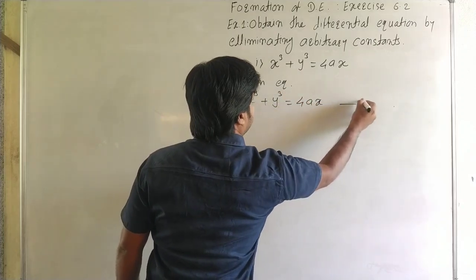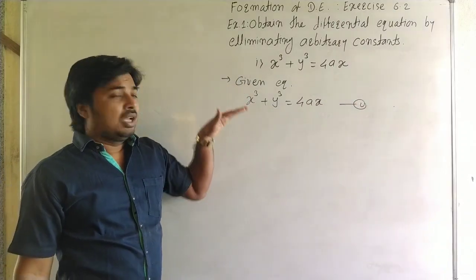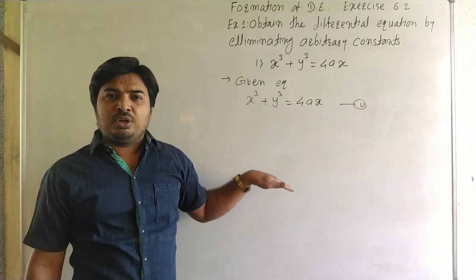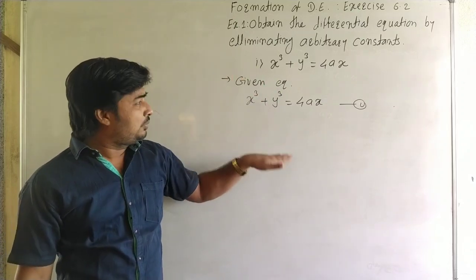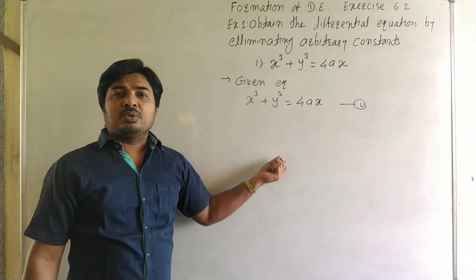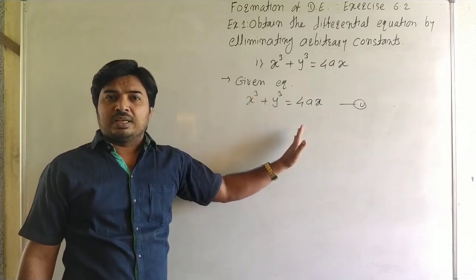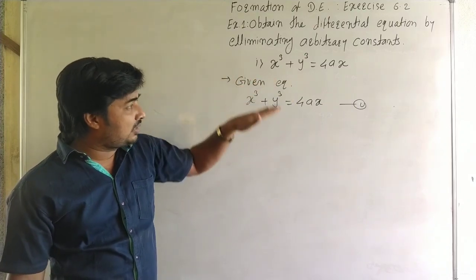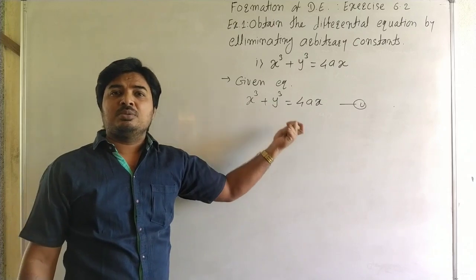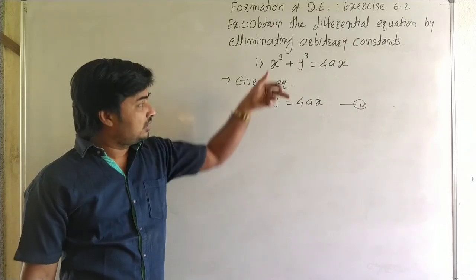It is the given equation, equation number 1. Now we differentiate one time. If there is only one arbitrary constant, then we differentiate one time. And if in the one differentiation the arbitrary constant is removed, then it is not necessary to put the value of it. But if after differentiation the arbitrary constant is remaining, then put the value of that arbitrary constant in this equation.